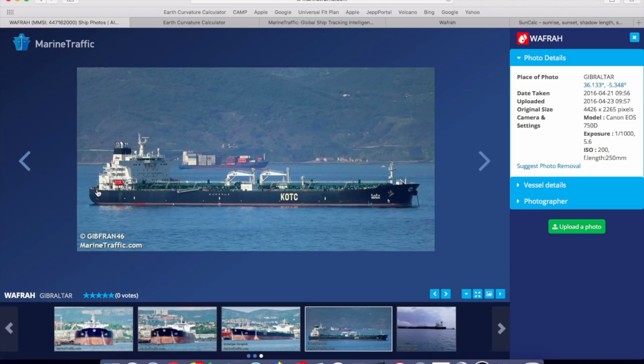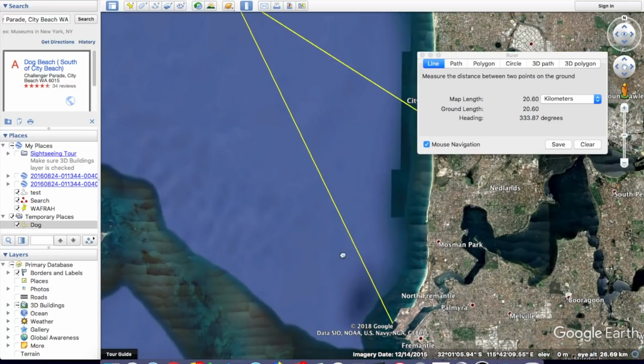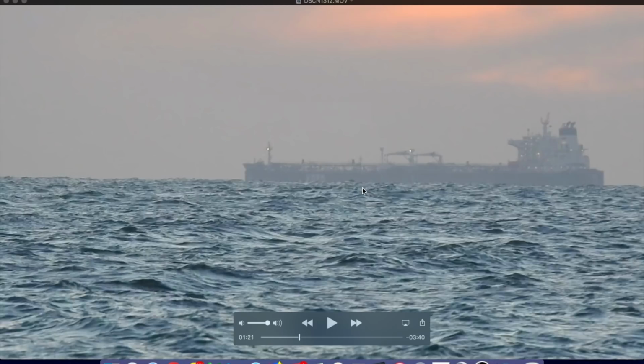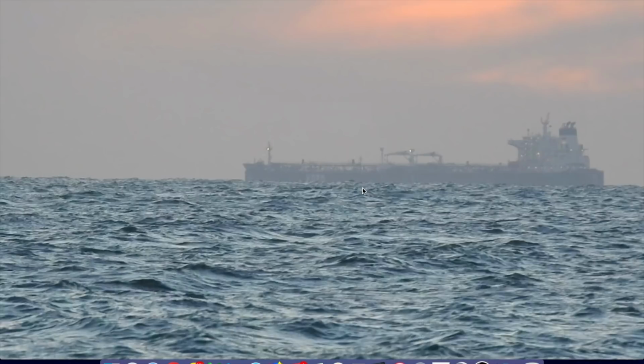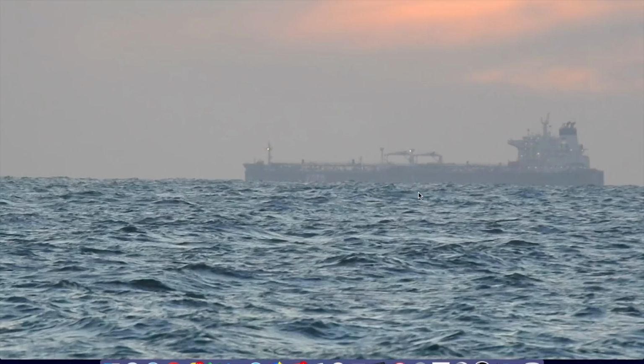hull at all. Now I won't kill the punchline, I'll let the video play, but what you will see at the end is from this location 20.6 kilometers looking up towards the ship Wafrah. So I'll play the footage now, and the first part is just from an iPhone at the location, panning around so that you can confirm exactly where I was. And then I will play a short clip from yesterday's footage from Dog Beach. And then the final clip will be the footage of the Wafrah from North Mole Drive.